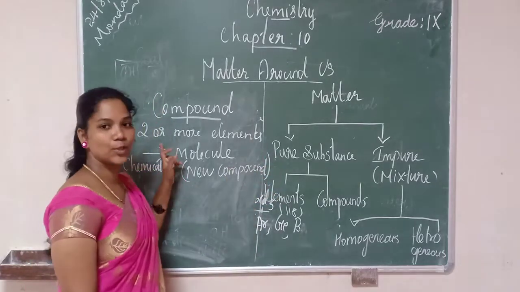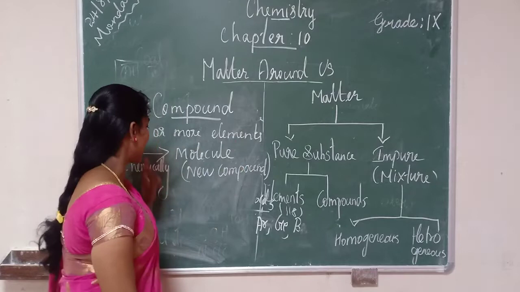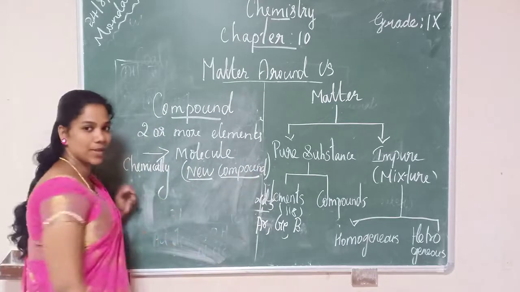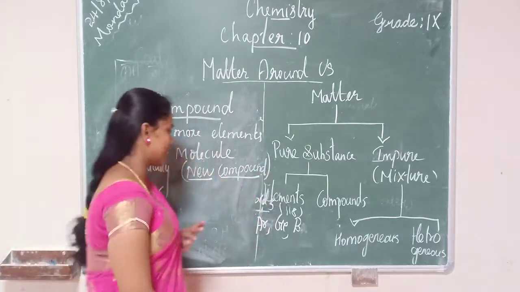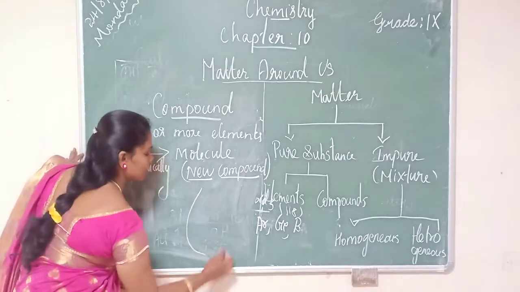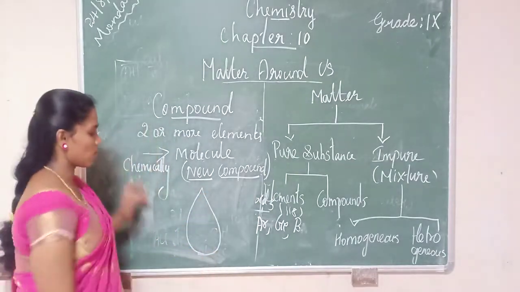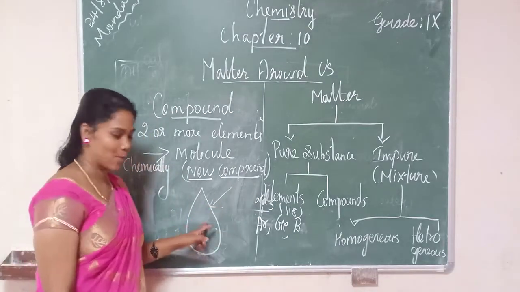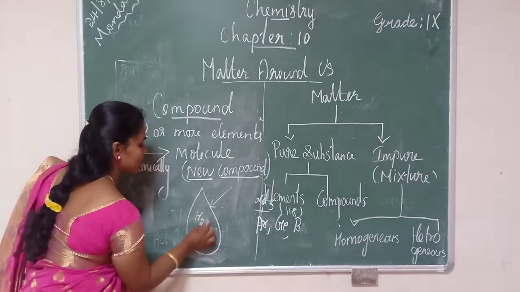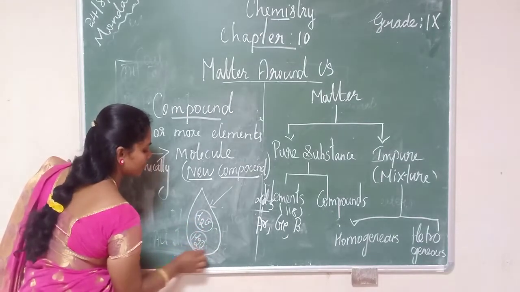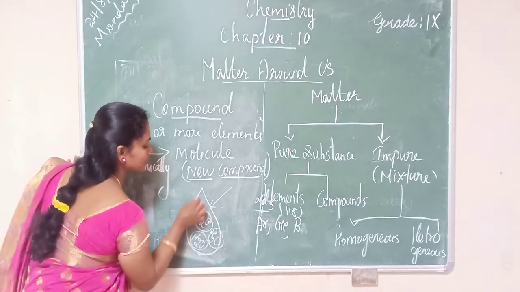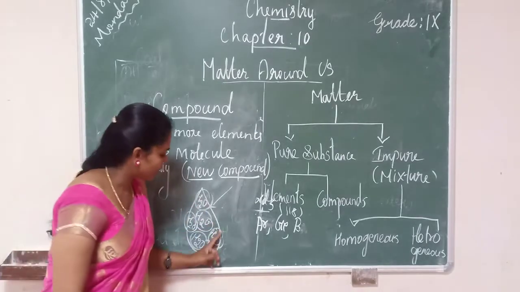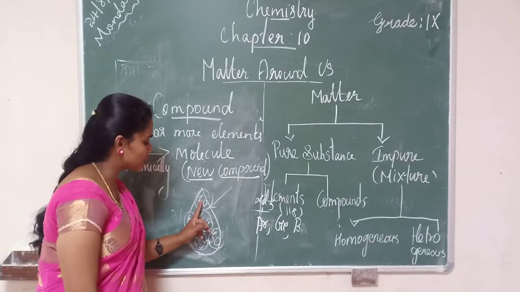So what is a compound? When two or more elements combine with each other chemically, they produce a molecule, or a new compound. For example, take a drop of water. If we analyze this pure water, you can see the repeating units of H2O molecules present everywhere uniformly. You can see H2O, H2O, H2O.